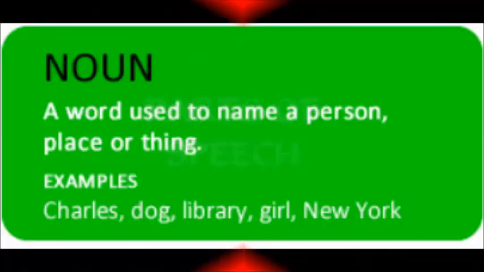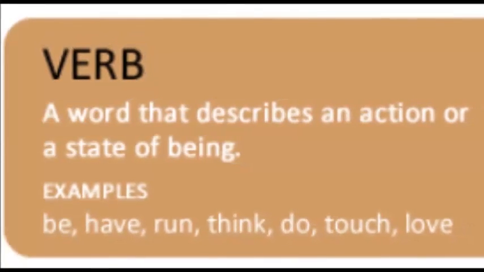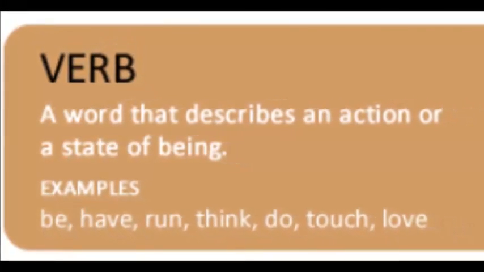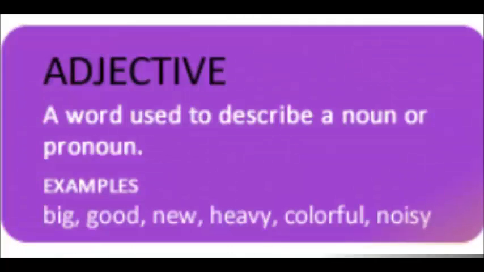Parts of speech. There are 9 parts of speech. Nouns: a word used to name a person, place, or thing. Verb: a word that describes an action or a state of being. Adjective: a word used to describe a noun or pronoun.